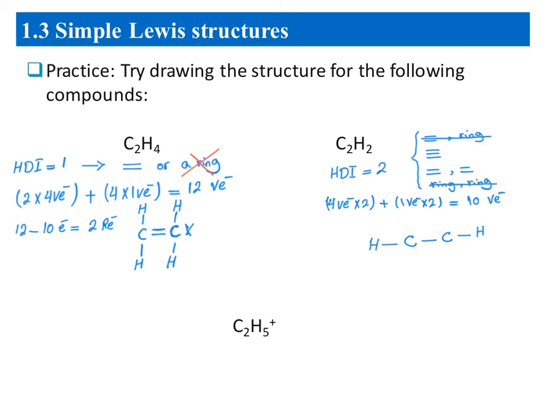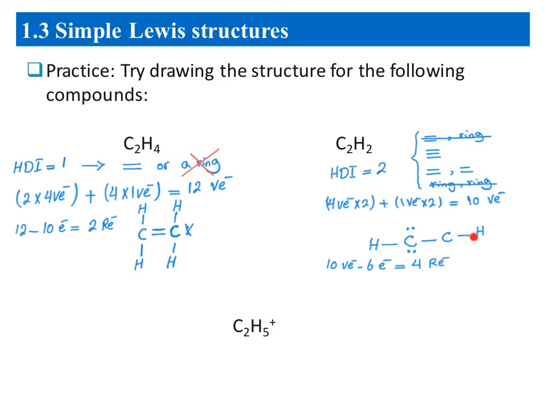Then we need to count how many electrons we used till now. 2, 4, 6, so minus 10 that we use for single bonds gives me 4 remaining electrons. Now I can put all 4 electrons on a single carbon, and then I need to check basically the octet and duet.